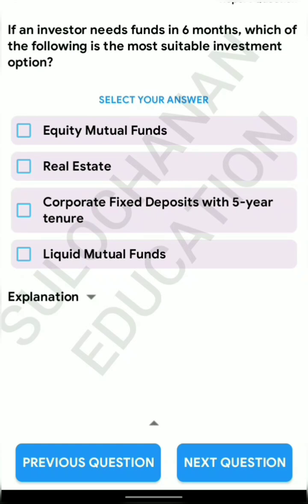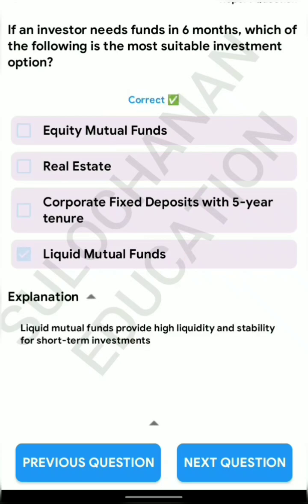If an investor needs funds in 6 months, which of the following is the most suitable investment option? Options are, and the correct answer is D. Liquid mutual funds provide high liquidity and stability for short-term investments.